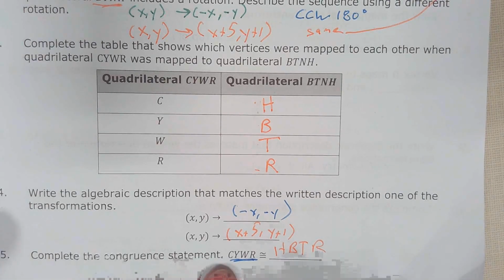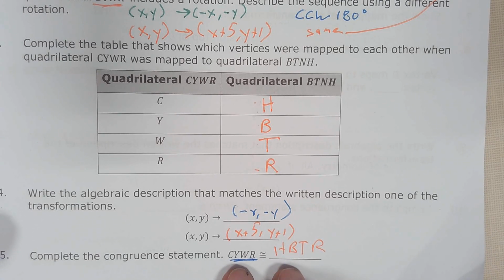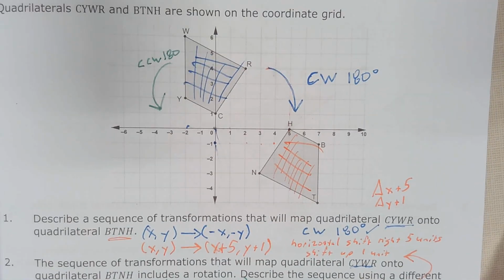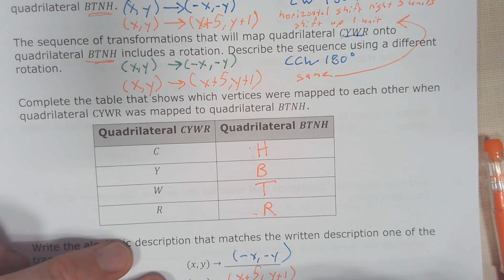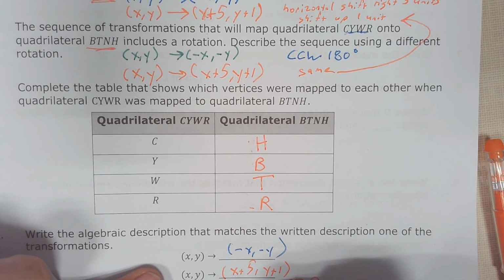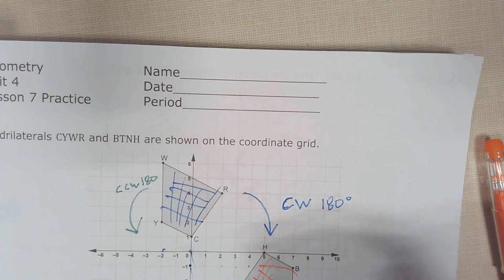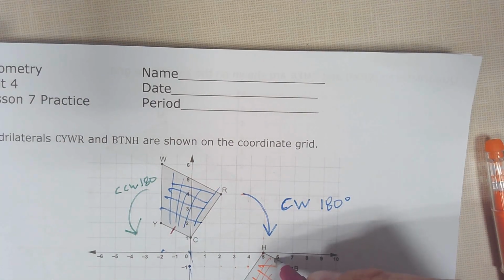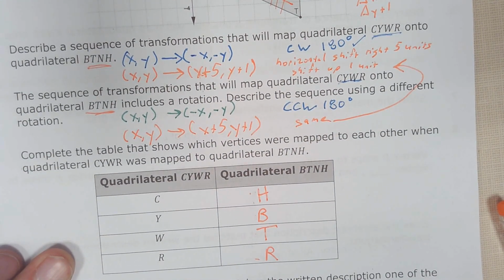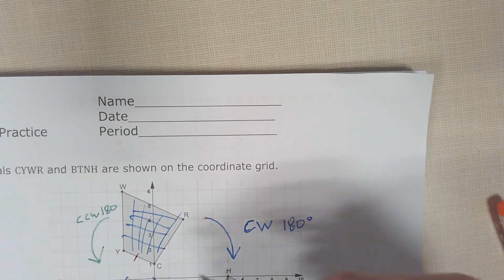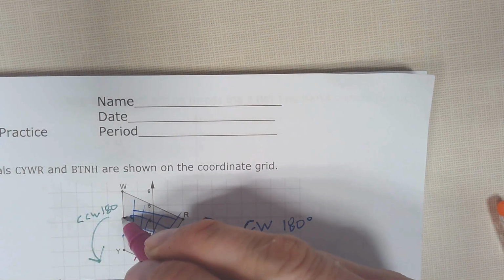So the congruent statement is important, but these are congruent shapes because the sides are all the same. Right, so let me add a little bit of clarification. Side CY is congruent to HB, right? And then YW is congruent to BT.